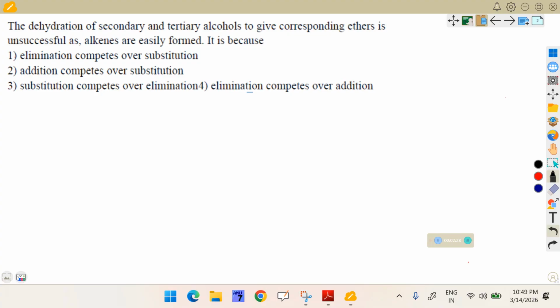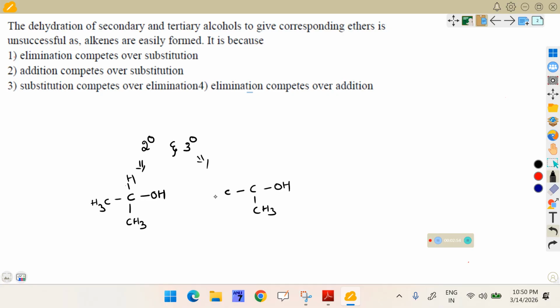The dehydration of secondary and tertiary alcohols, 2 degree alcohols and 3 degree alcohols, they are talking about. Secondary alcohol means the carbon attached to the OH group is directly attached to two other carbon atoms. Tertiary alcohol, the carbon attached to the OH group is directly attached to three other carbon atoms.